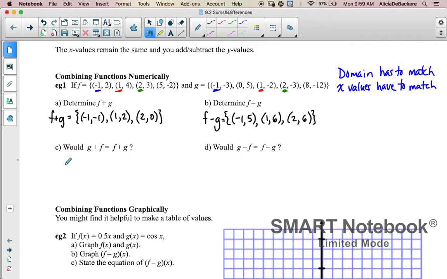All right, so now some bigger questions. Is g plus f, if I did g plus f instead, would it be the same as f plus g? And hopefully we can see that yes, it would.